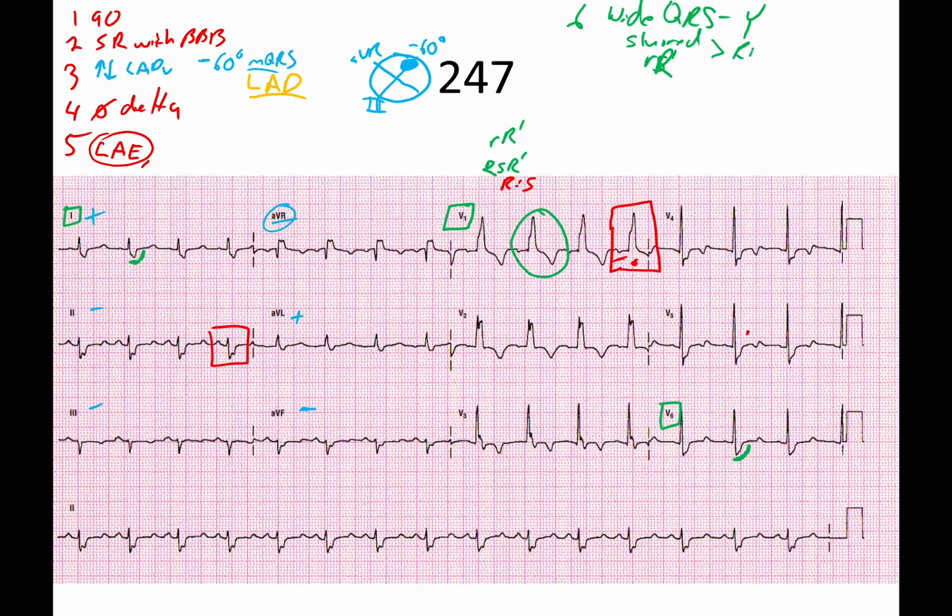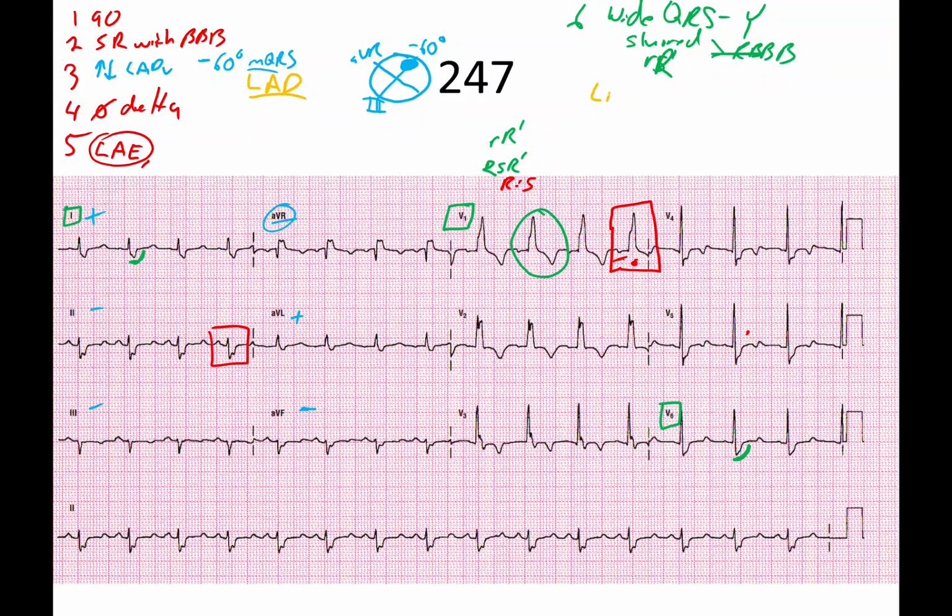So that's a right bundle branch block. That's all we really need. And so finding those aren't nearly as difficult as you think they might be. The final thing, I'll zip through this a little bit just because we'll spend some more time on it as we go, but we need to double check for a left axis deviation.